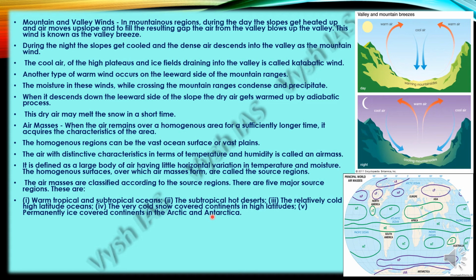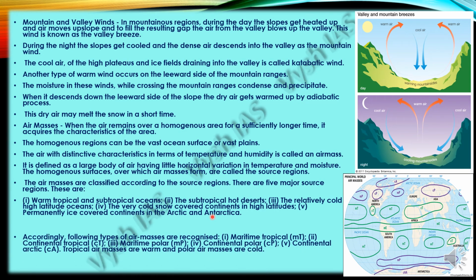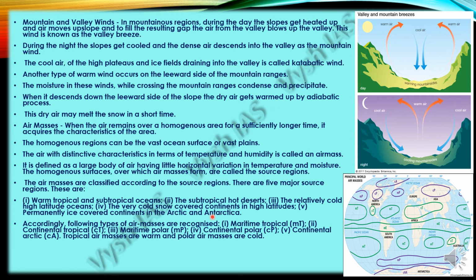As you can see over here, these are the different types of air masses present in the world. Accordingly, 5 types of air masses are recognized. The first one is the maritime tropical, MT. You can see MT in green over here. Then we have the continental tropical, CT, which is over here in between MT.